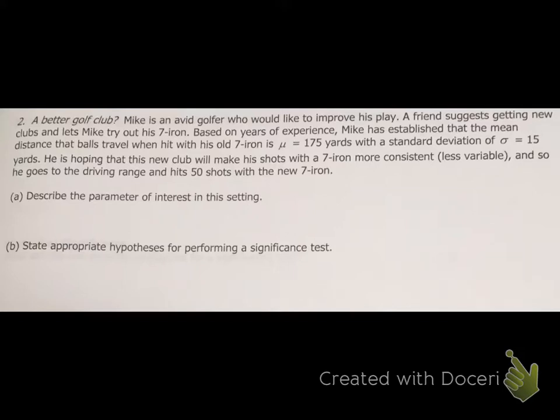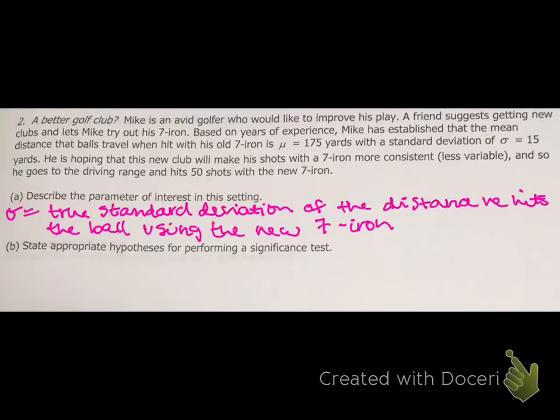Well, he's talking about his variability, so that would be standard deviation. Okay, so we're talking about sigma equals the true standard deviation of the distance he hits the ball using the new 7-iron. All right, state the appropriate hypotheses for performing a significance test. H sub O: sigma equals 15, because that's where he started. H sub A: sigma is less than 15, because he wants less variability.